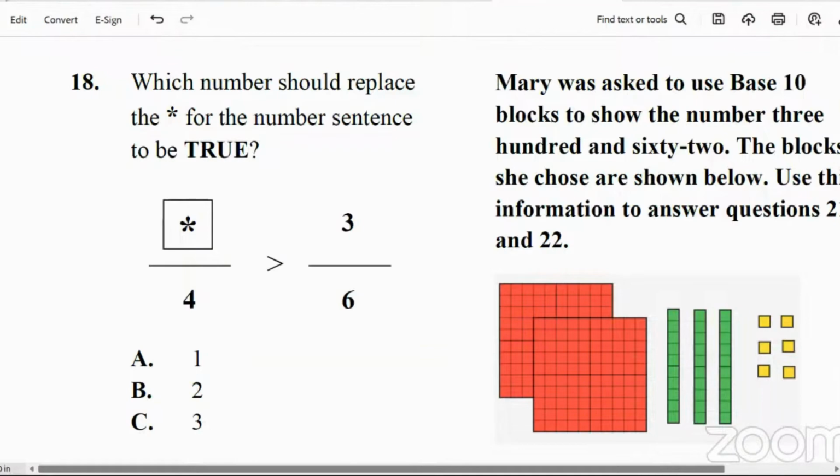And by now we've been doing equivalent fractions. 3/6 is the same as a half. So would I put 1/4? Is a quarter greater than a half? If I put 2/4, that's a half as well. So is a half greater than a half? No. But 3/4 is more than a half. Okay, so the answer is C. If I put 3/4, that would make it more than 3/6, which is a half.